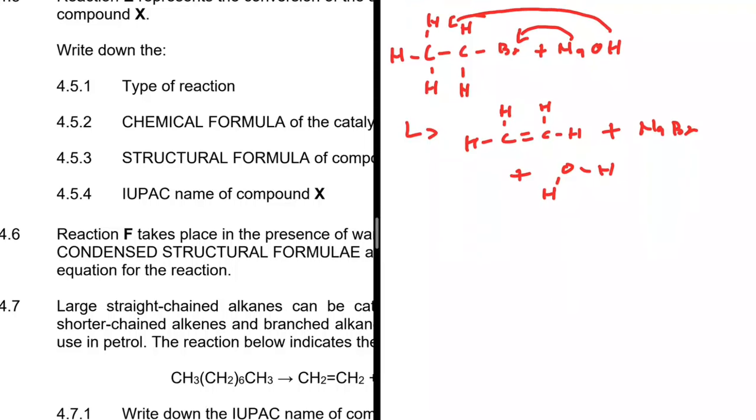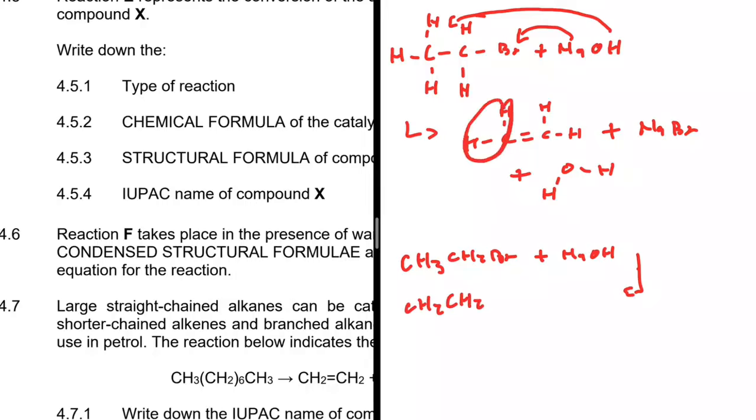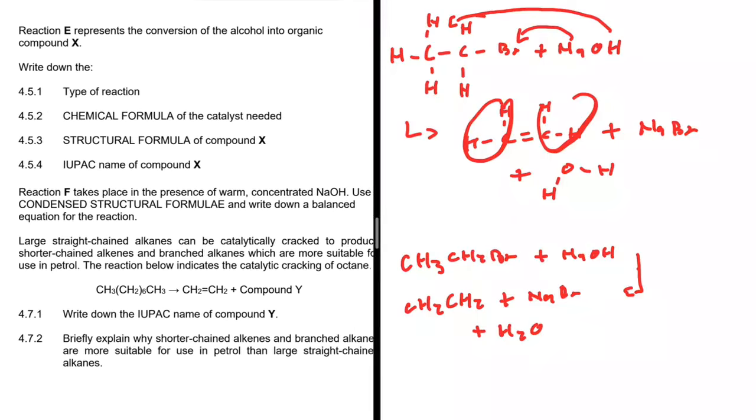So the condensed structural formula: CH3CH2Br plus NaOH. And what does this give us? This gives us CH2=CH2, as you can clearly see, CH2CH2, and then plus NaBr plus, not NaOH, but H2O. We have H2O there. So there we go. That is the condensed structural formula for reaction F.